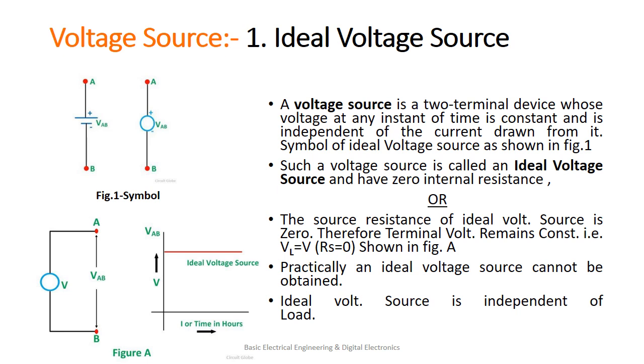Therefore the terminal voltage remains constant, that is VL across the V. So RS is equal to 0 as shown in figure A. Therefore, practically an ideal voltage source cannot be obtained or formed. An ideal voltage source is independent of the load. As shown in figure A, we can see the nature of the ideal voltage source.